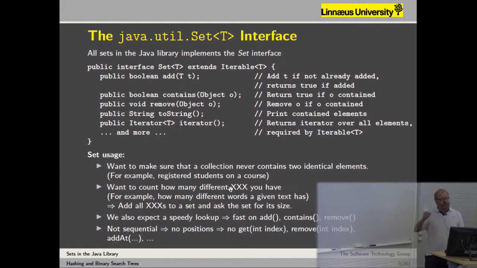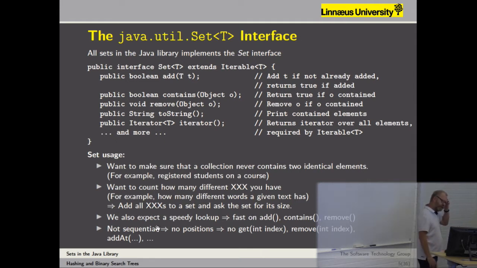Often we also use it to count how many different whatever you have. For example, you will see in one of the assignments you will be asked to count how many different words there are in the text. And the idea is that you pick out every word you see and add it to a set. But every time you add the same word, the second time it will be ignored. So afterwards it will only contain all unique words in the text. So this is another useful area: count how many different of something. All you have to do is add them to a set and then ask the set for its size.